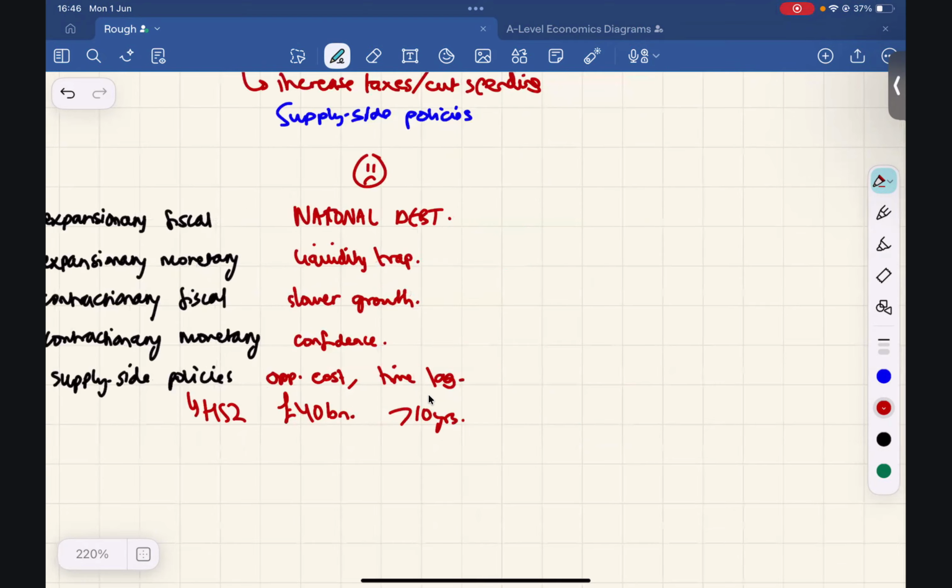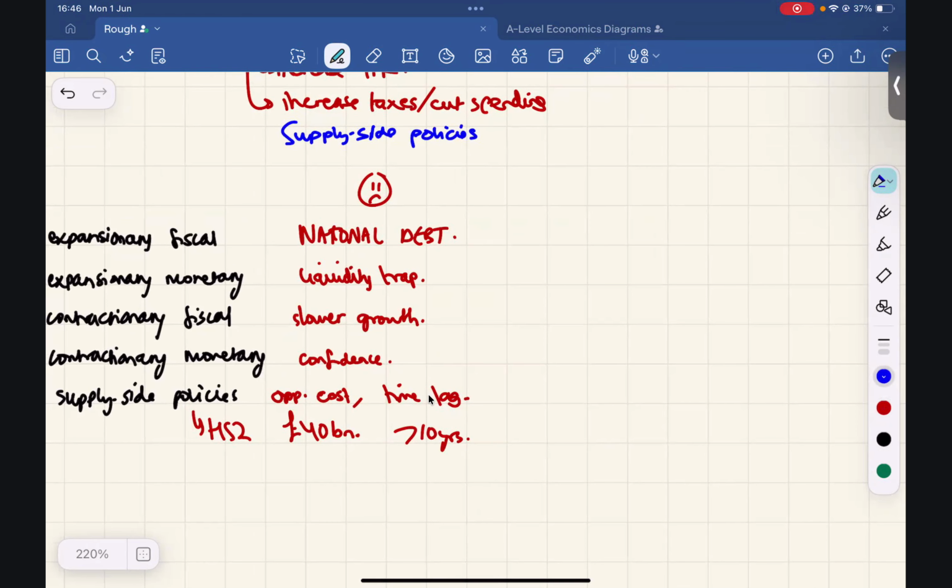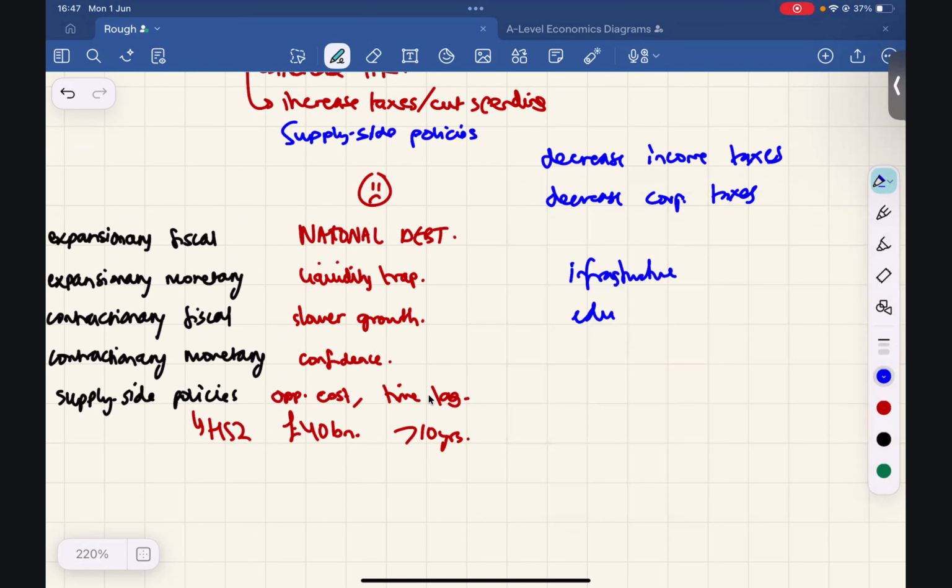Just the different types of supply side policies. So you've got decreased income taxes, decreased corporation taxes, and then you've got spending on infrastructure, and you've got spending on education. And with any of these, LRAS will shift to the right as I showed you in that other diagram.